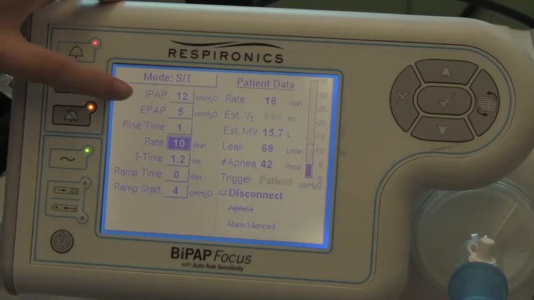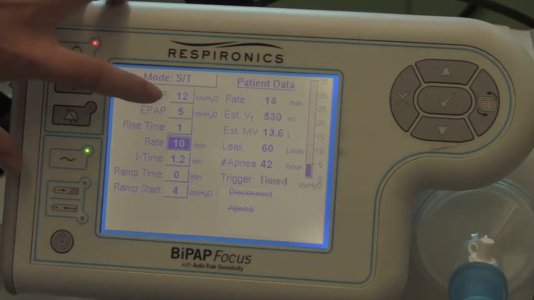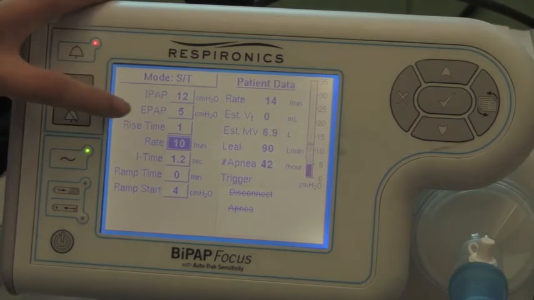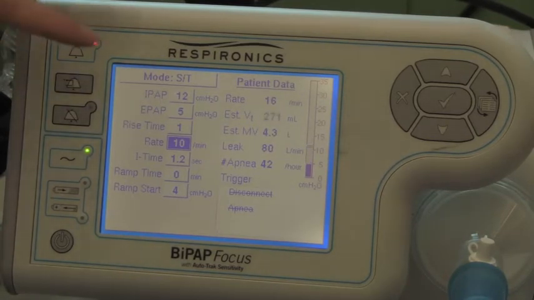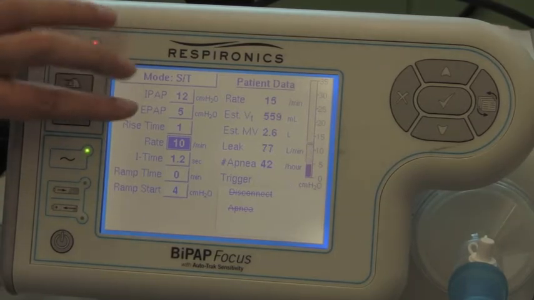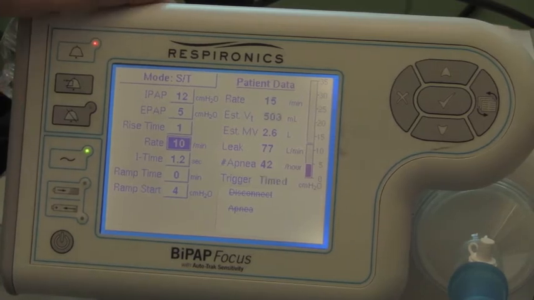This bit is IPAP, which is the inspiratory positive airway pressure, starting at what is set to 12 but can go up to 15 centimetres of water. The EPAP, which is the expiratory positive airway pressure, is set at 5 but can go up to about 7 centimetres of water. So you can see that they're set at different pressures, showing that it's BiPAP.